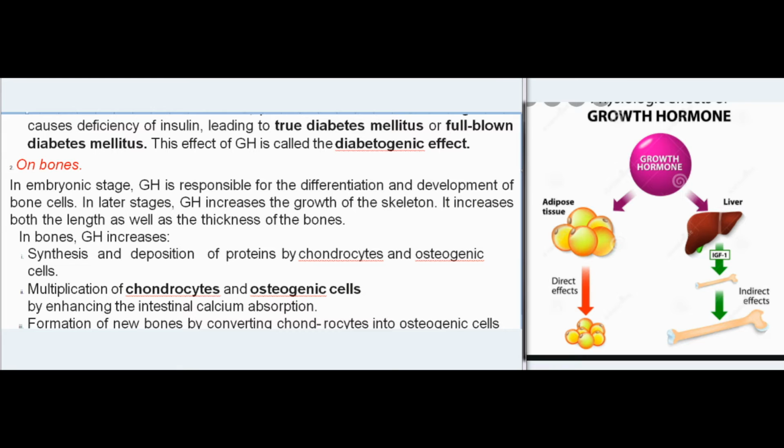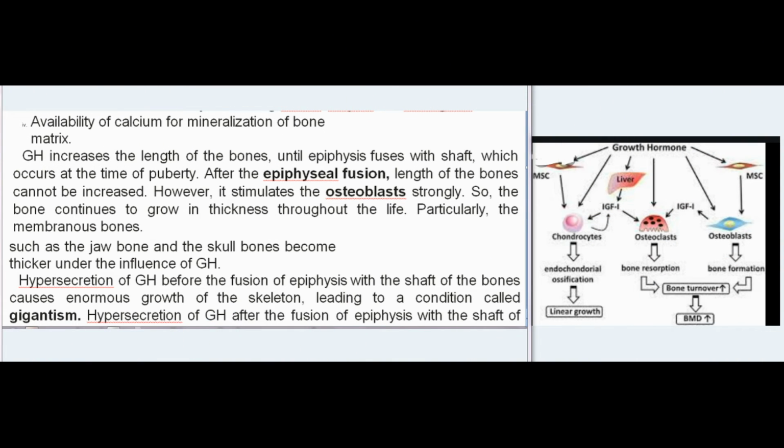On bones. In embryonic stage, GH is responsible for the differentiation and development of bone cells. In later stages, GH increases the growth of the skeleton. It increases both the length as well as the thickness of the bones. In bones, GH increases synthesis and deposition of proteins by chondrocytes and osteogenic cells. Multiplication of chondrocytes and osteogenic cells. Enhancing the intestinal calcium absorption. Formation of new bones by converting chondrocytes into osteogenic cells. Availability of calcium for mineralization of bone matrix.